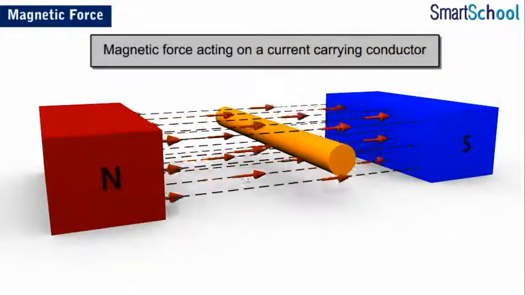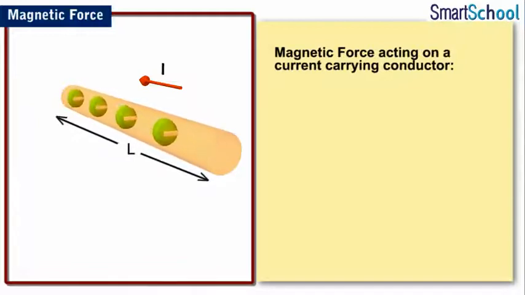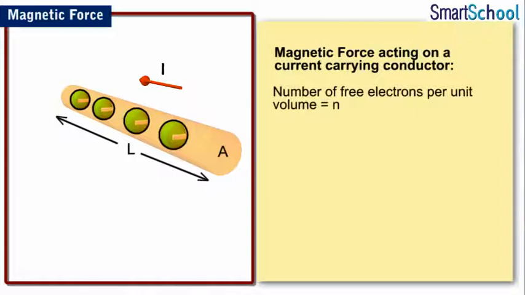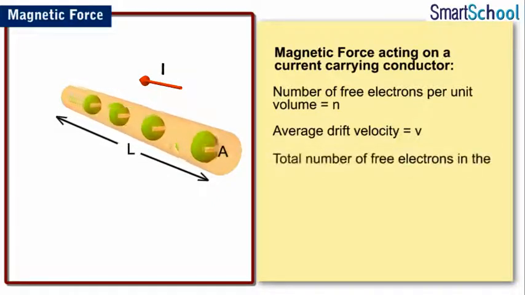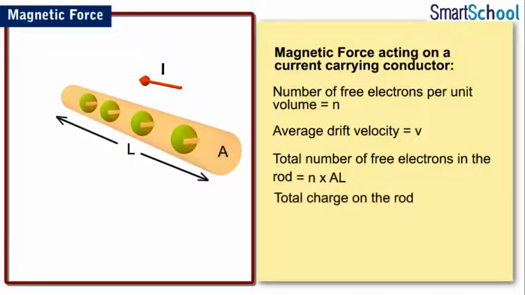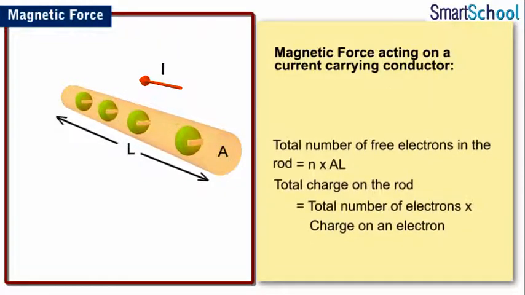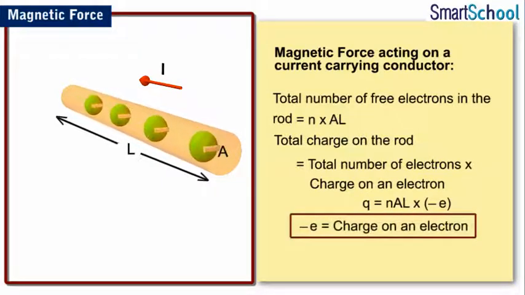Now, let us discuss magnetic force acting on a current-carrying conductor. Consider a conductor of length L with uniform cross-section A and the number of free electrons per unit volume as N. These electrons are moving with an average drift velocity v. Then, the total number of free electrons in the rod is equal to N times the volume of the rod, which is equal to N into AL. The total charge on the rod is equal to the total number of electrons multiplied by the charge on an electron. That is, Q is equal to NAL multiplied by minus e, where minus e is the charge on an electron.